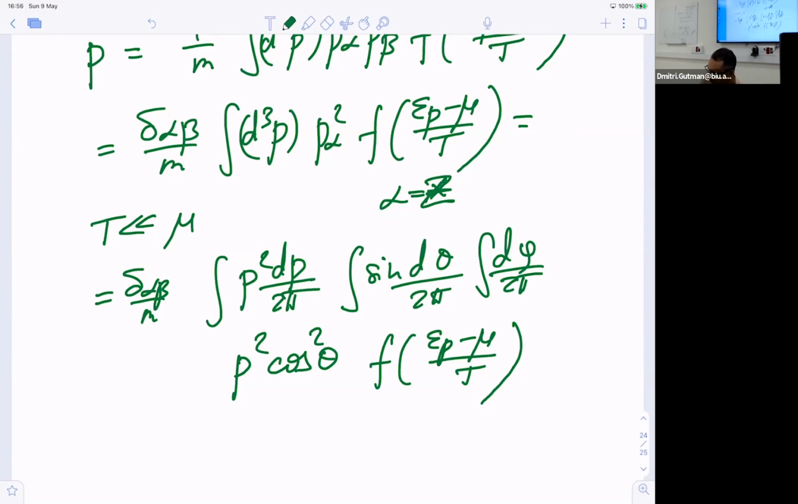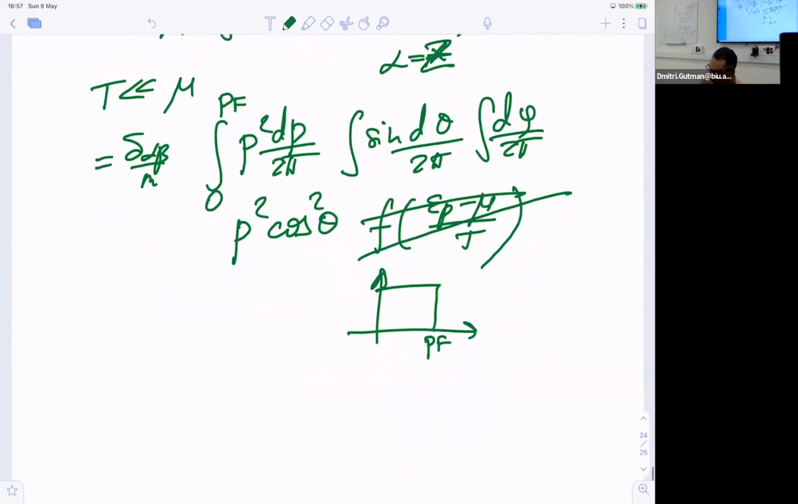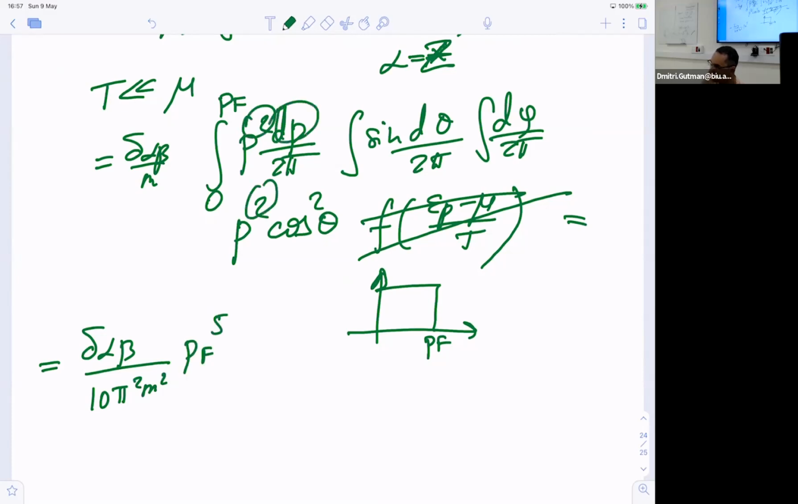Right? Now, this thing does not depend on angles. So the distribution function is something that changes between 1 and 0 at P Fermi. So it means I can cut it here and write its integral from 0 to P Fermi. And then I just have polynomial integrals that we can easily perform. And then we get that this is equal to delta alpha beta over 10 pi square m square P Fermi in the power of 5. And we see it's 5, 2, 4, 5.